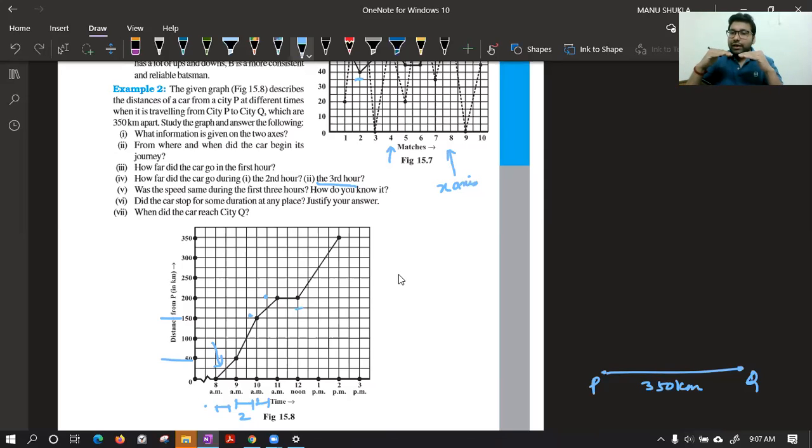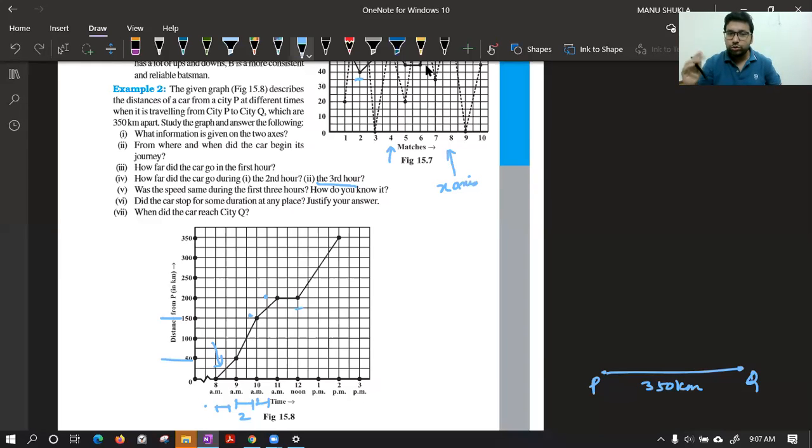So in the second hour means in that time only, not from the starting. You have to understand. So in the second hour, that is 9 a.m. to 10 a.m. At 9 a.m. they were at 50 kilometers. At 10 a.m. they are at 150 kilometers. So you have to subtract this. 150 minus 50 will give you 100 kilometers.